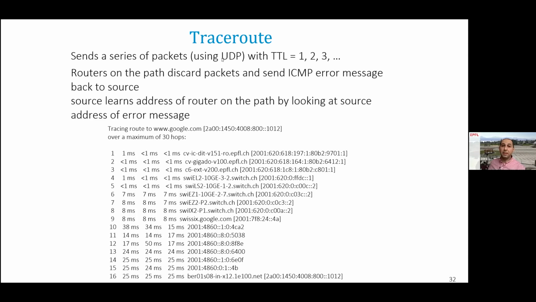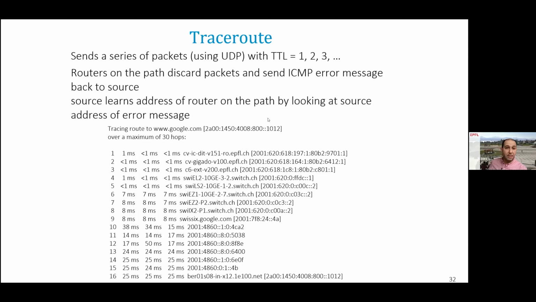With the second packet, it has a TTL equal to 2. So it will cross the first router, which will decrement the TTL, and now it's equal to 1. So the packet will reach the second router with TTL equal to 1. The second router will drop the packet and will send an error message to the source. Traceroute will take this error message, look at the source IP address, and will learn about the second router, and so on.